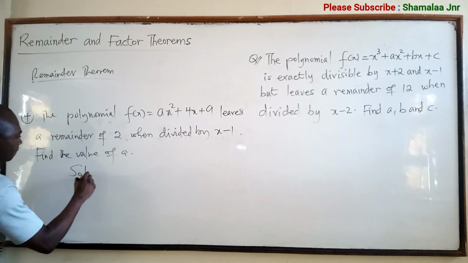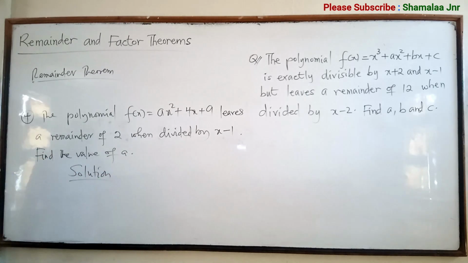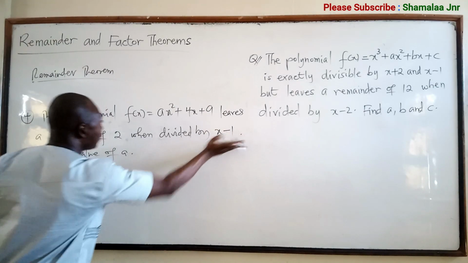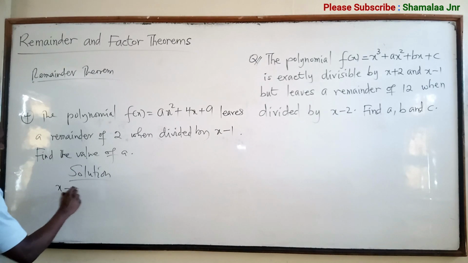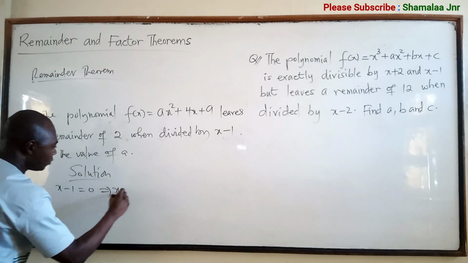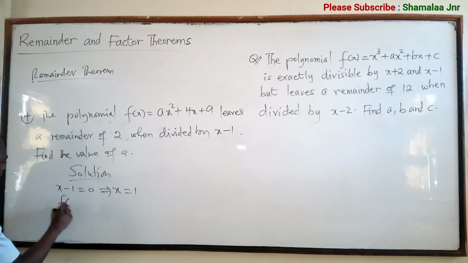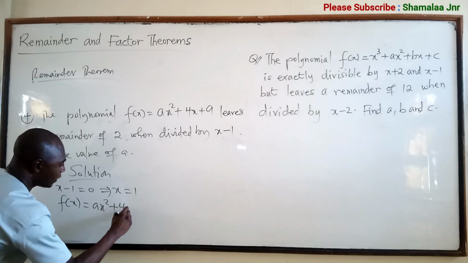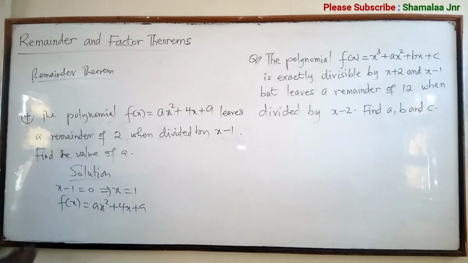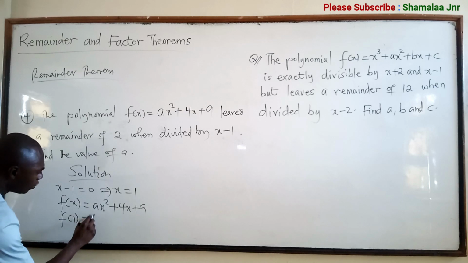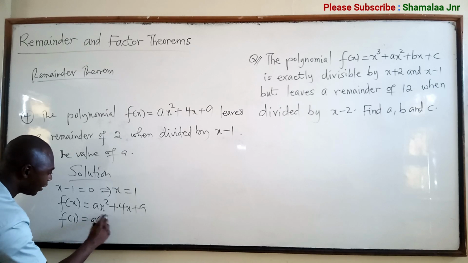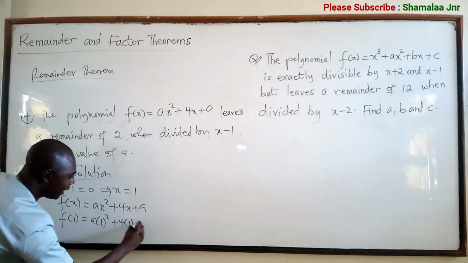Solution. So this is a divisor, x minus 1. So x minus 1 is equal to 0. So this implies that x is equal to 1. Now I have been given f of x is equal to ax squared plus 4x plus 9. Now f of 1 is equal to a, wherever you see x, write 1. So a times 1 squared plus 4 times 1 plus 9.